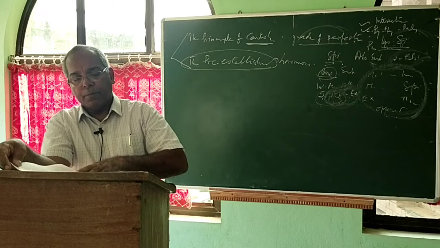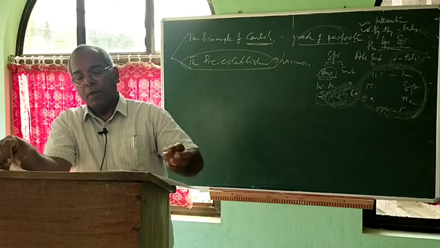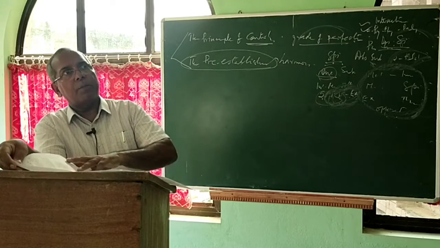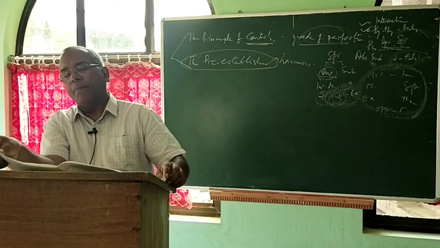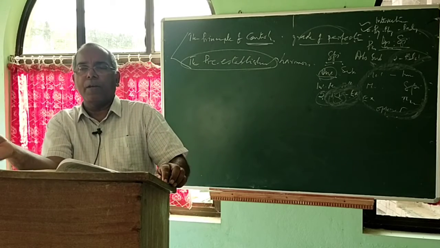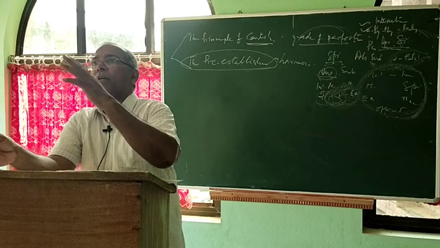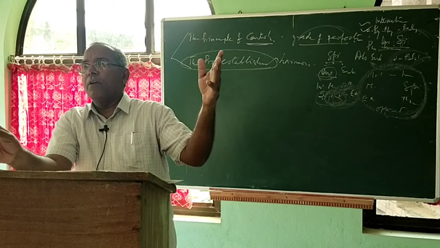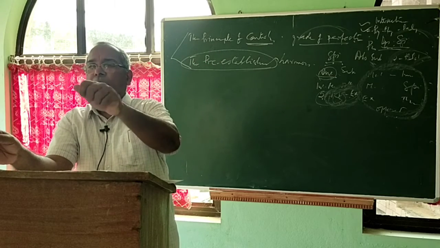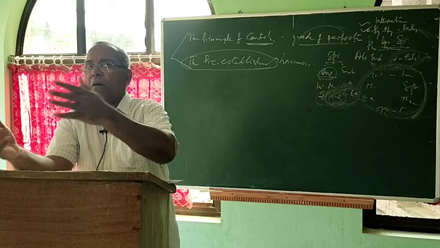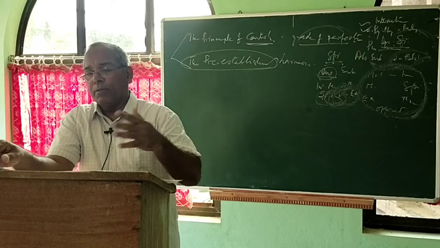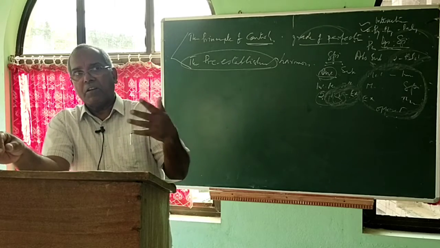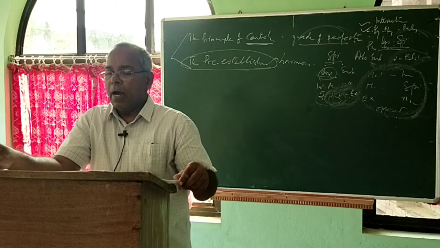So remember, there is a pre-established harmony, and it is narrated by him in different ways. Well, there are different explanations. Just imagine one who created different clocks. You wind them up, and all of them will strike the time correctly. That is what is called pre-established harmony.